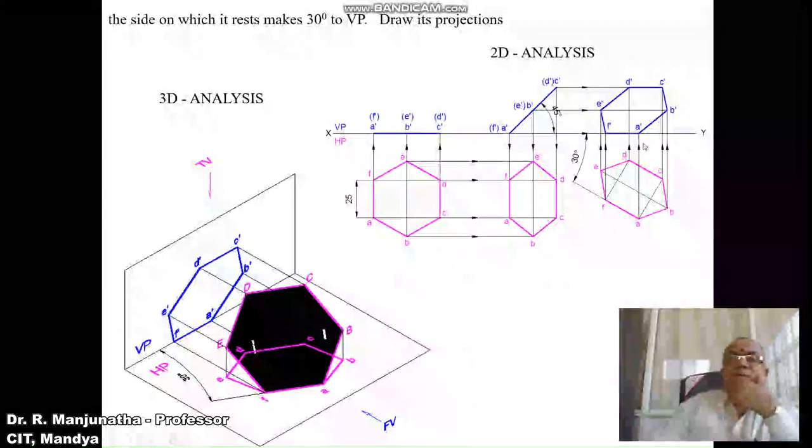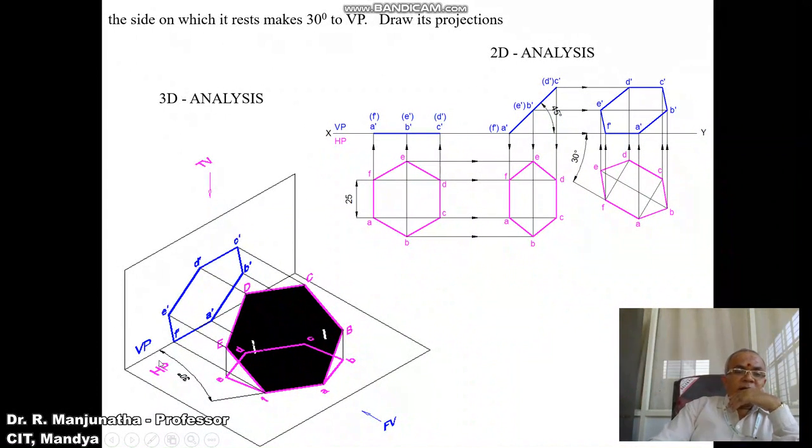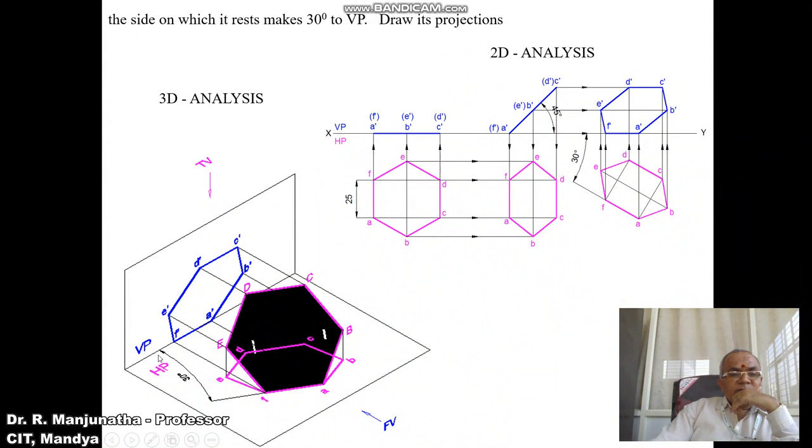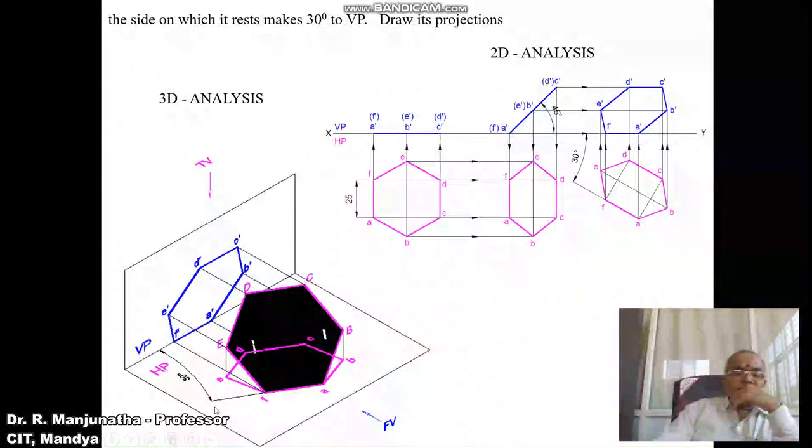So this is how we will be able to get the 2D analysis, and even in the 3D analysis also we can see that as A dash F dash is parallel to HP, you are getting the true length here. Since the inclination given is true inclination, you rotate the second position by rotating at an angle of 30 degrees with respect to VP.